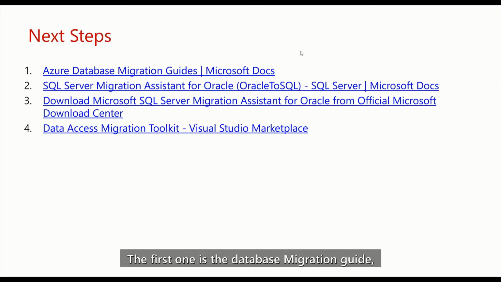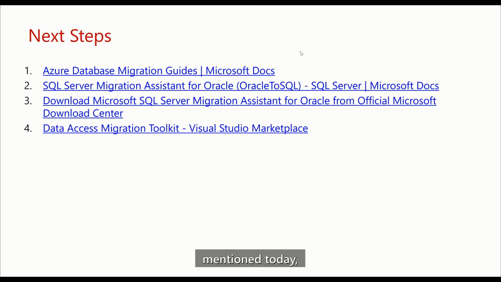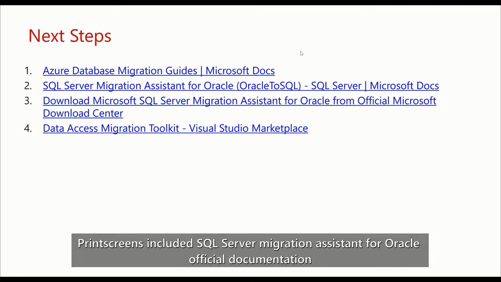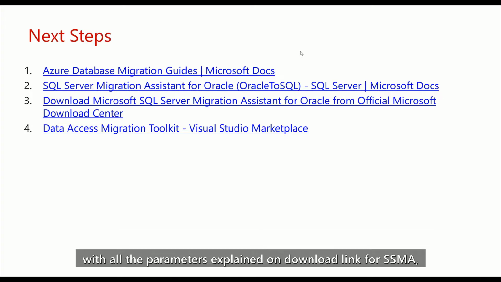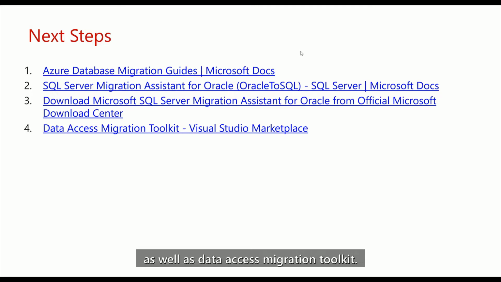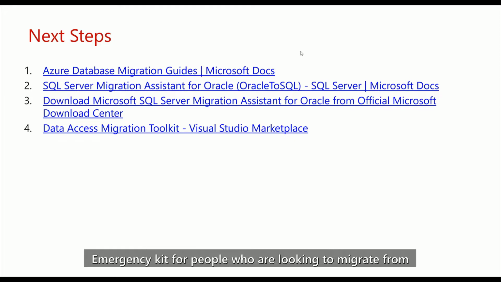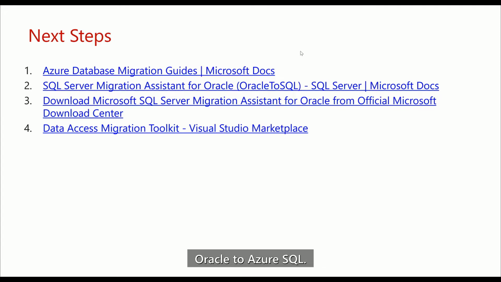In the next steps section, I've included some documentation that can be useful. The first one is the database migration guide, where you can find the discovery scripts and all the steps, everything that I mentioned today, scripts included; the SQL Server Migration Assistant for Oracle official documentation with all the parameters explained; and the download links for SSMA, as well as the Data Access Migration Toolkit.